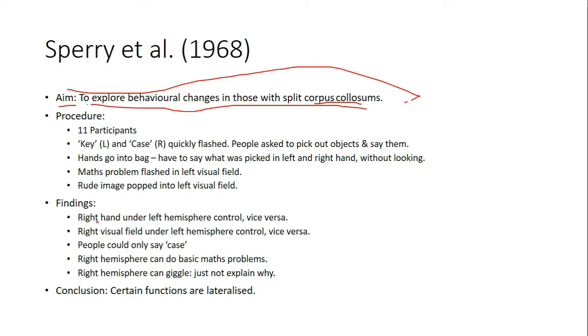So, what else? Yes, they found that the right hand was under left hemisphere control and right visual field under left hemisphere control, and vice versa. So the maths problem was flashed in the left visual field. Even though we think now that the left hemisphere controls maths and logic, it turns out that the right hemisphere can actually do basic maths problems.